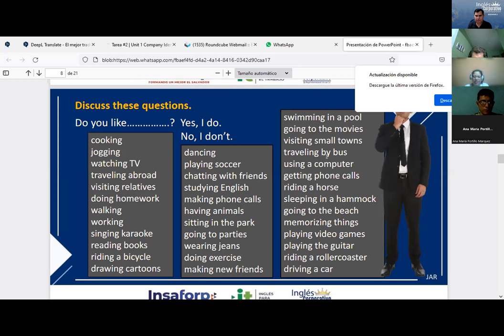Ezequiel, do you like having animals? Yes, I do. Mauricio, do you like working? Yes, I do. Andrea, do you like riding a bicycle? No, I don't.